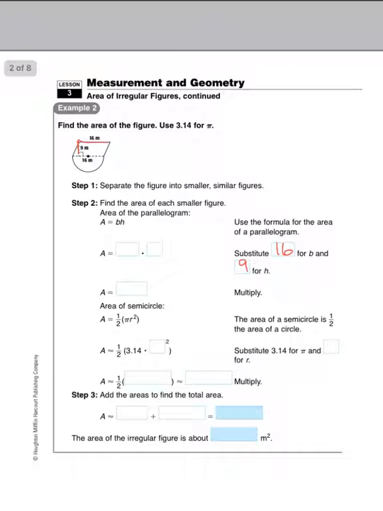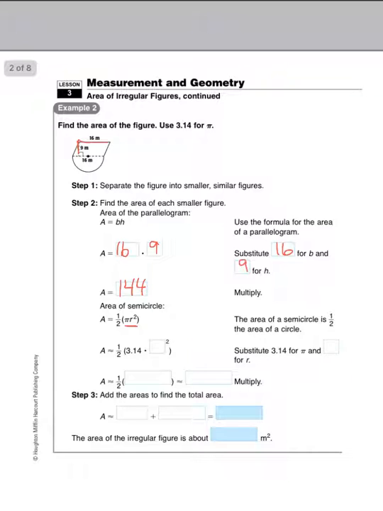Okay, so we are going to multiply those numbers together. Now we're going to substitute 16 in for B and 9 in for H, and when we multiply we get 144. Now that's not our answer because that is only the area of the parallelogram. Now we need to find the area of the semicircle, and the semicircle is half the area of a normal circle. So we find the area of a normal circle, and then we're going to divide it by 2.